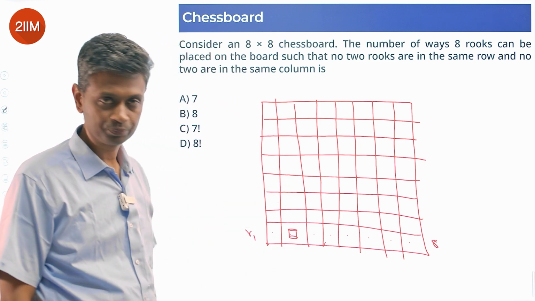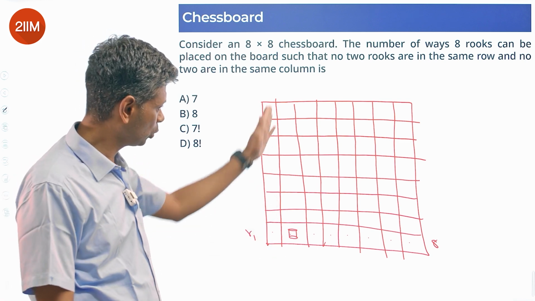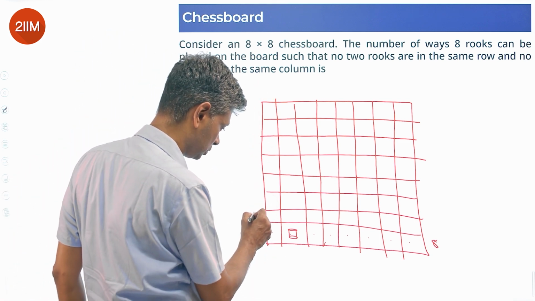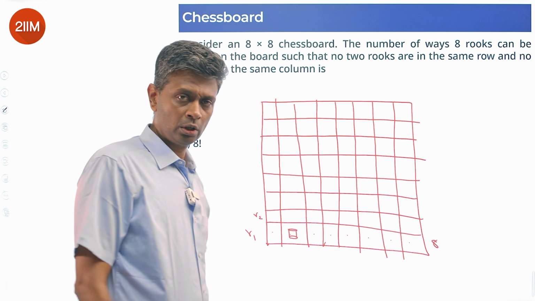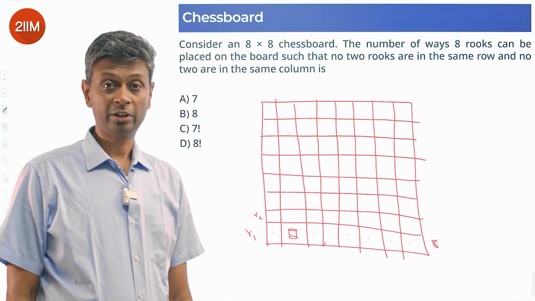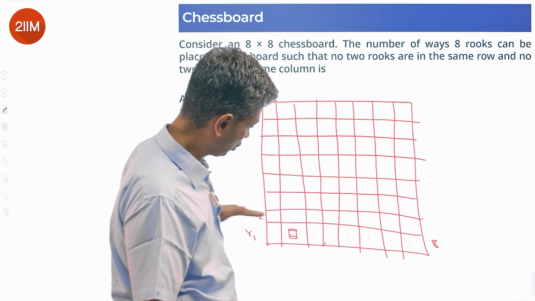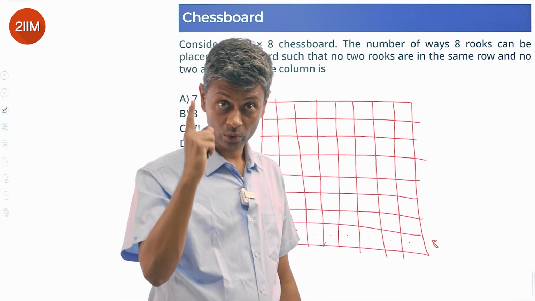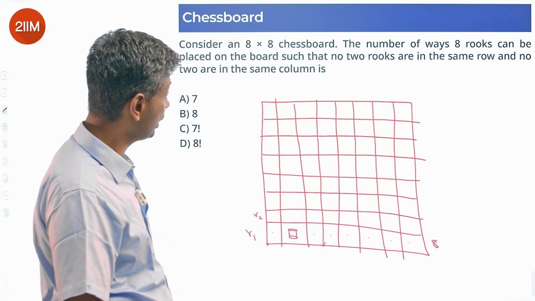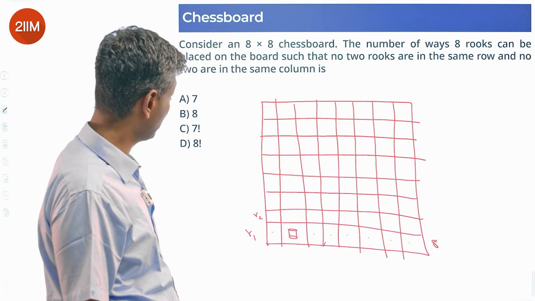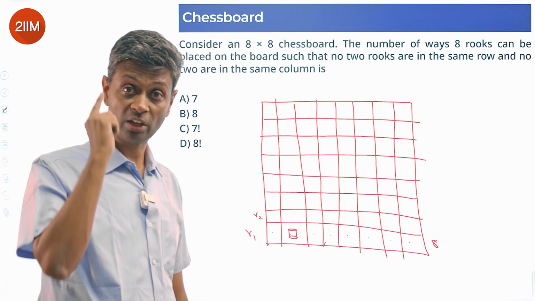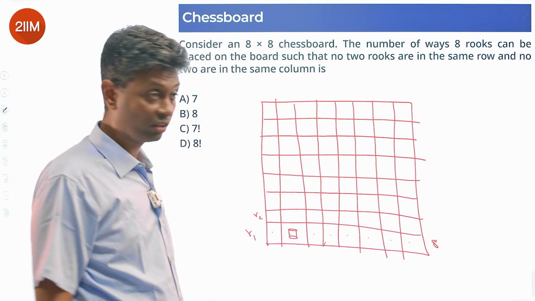And you move to row 2. Very simple funda. You move to row 2, R2. No 2 rooks can be placed in the same row. So for this row, there's only one rook. For this row, I have to place one rook. The question says 8x8 chessboard. The number of ways 8 rooks can be placed on the board such that no 2 rooks are in the same row and no 2 rooks are in the same column.